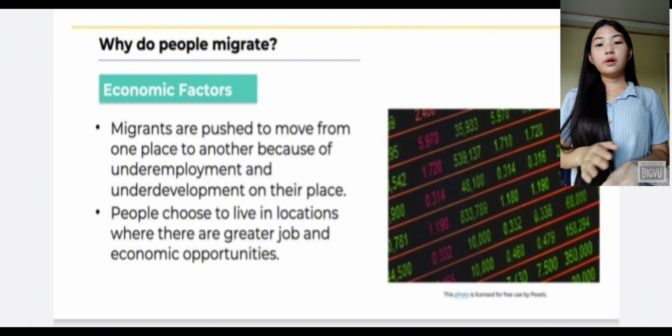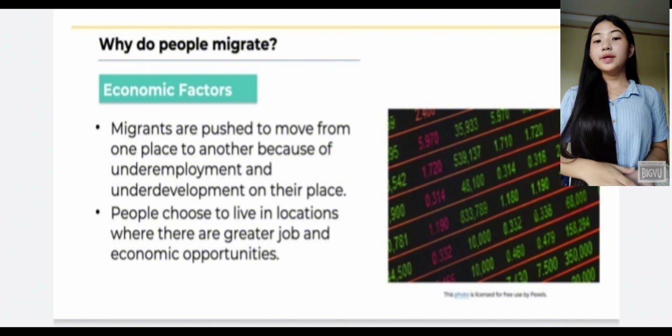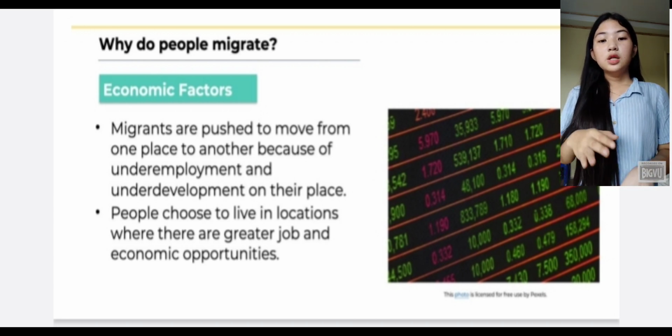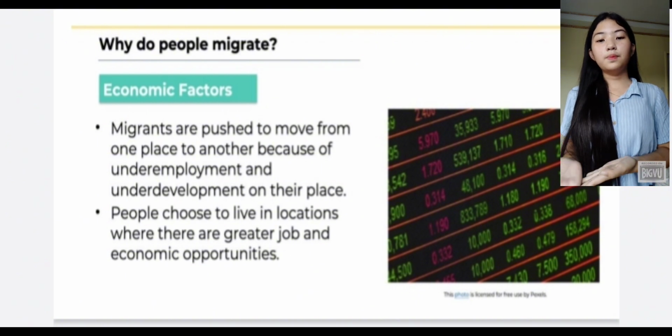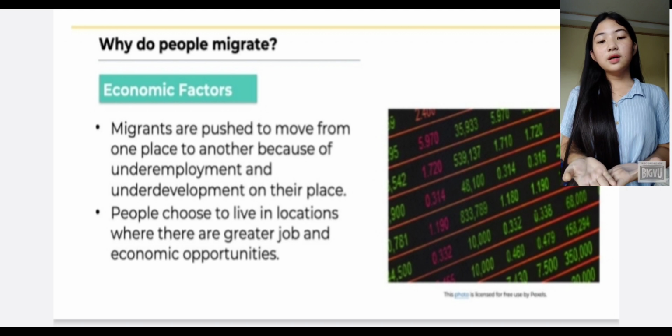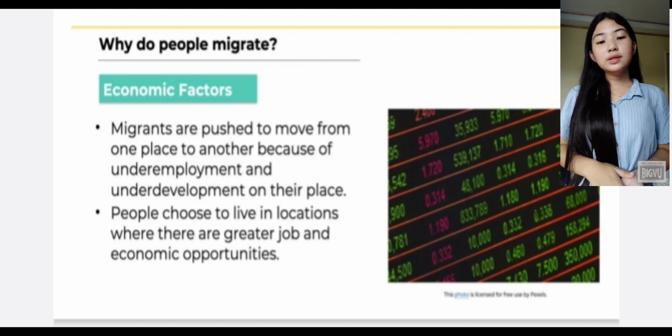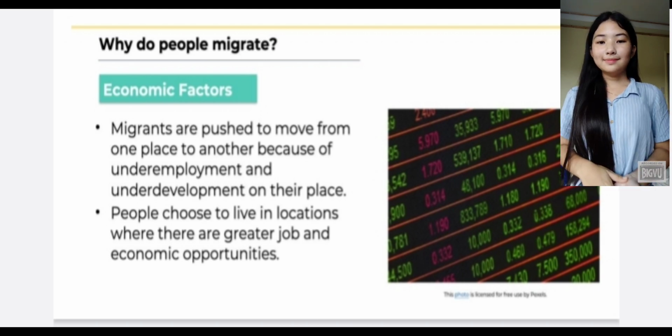Economic factors, migrants are pushed to move from one place to another because of underemployment and underdevelopment in their place. So economic factors means people are pushed to move to another place because their place has no progress. So they move to a place with many resources. Because when we say economic, it's all about resources. So they prefer to live in a place with greater job opportunities and economic opportunities.